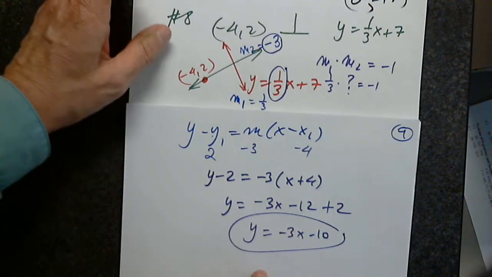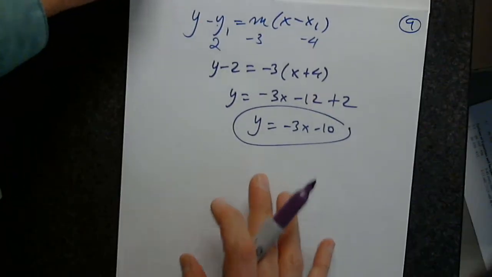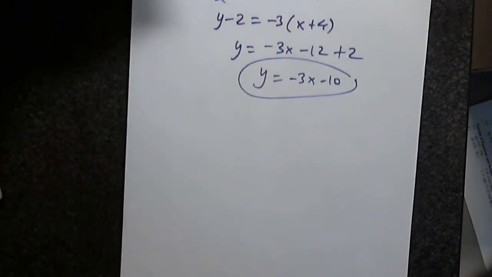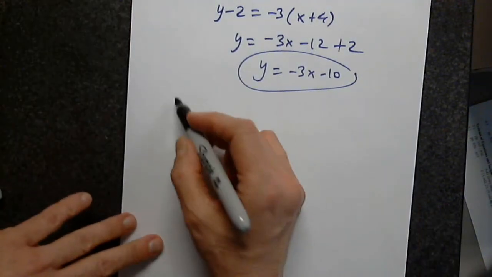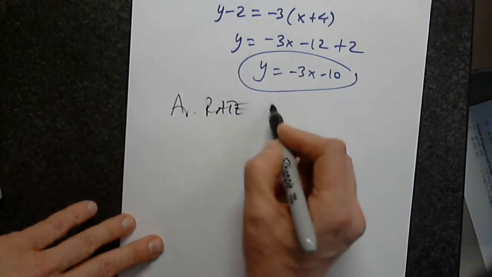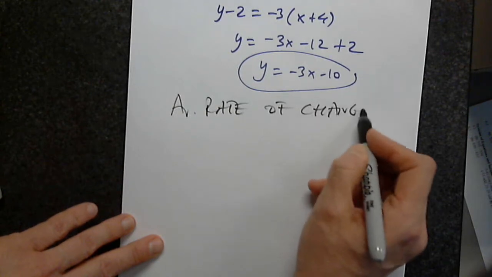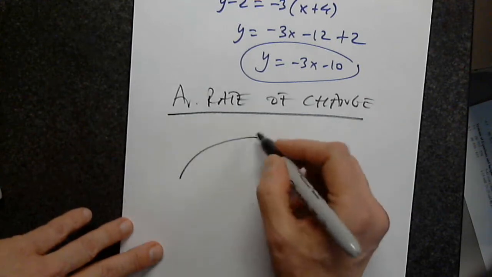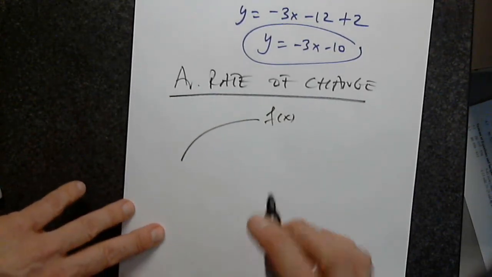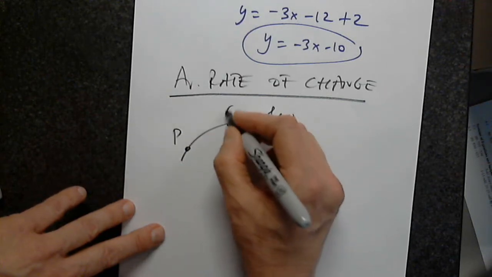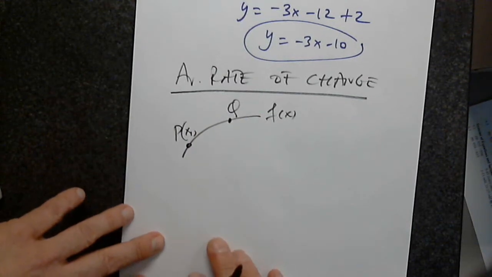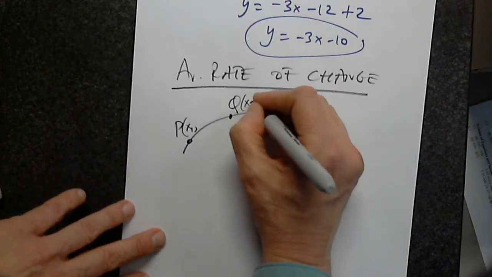Is that better, everyone? Okay, the last thing we need to look at in this section is the average rate of change. Not the difference quotient, but between two different points. It's the slope of the secant line. For example, if we have a function f of x and two points P and Q, this is x1, comma, and this is x2, comma.